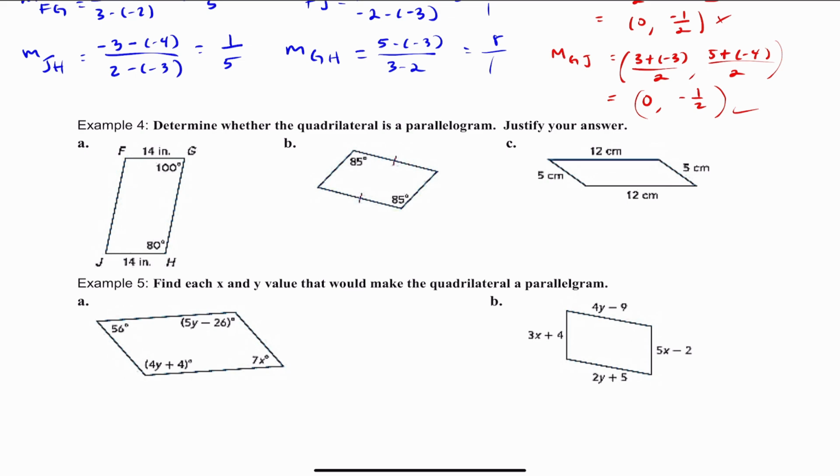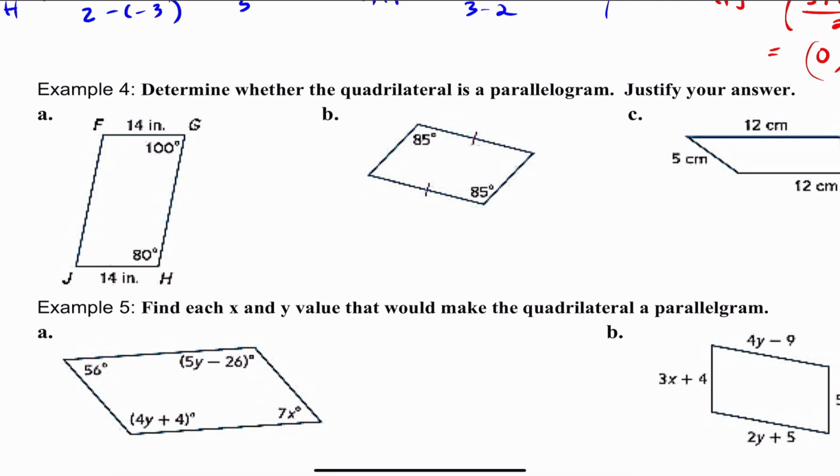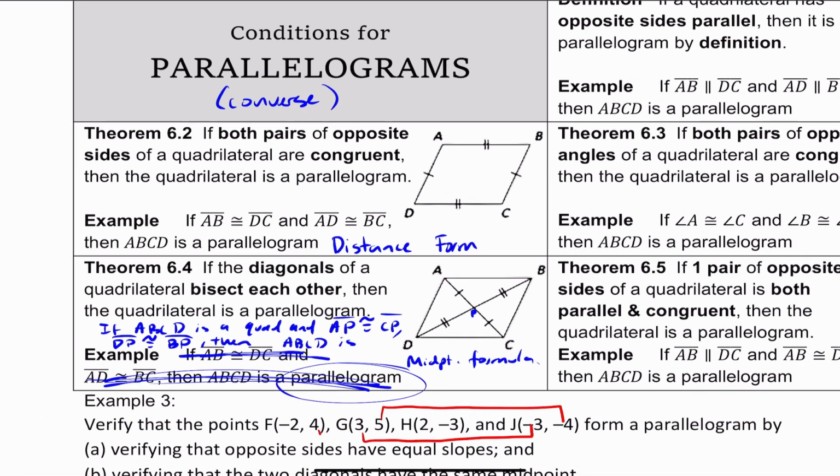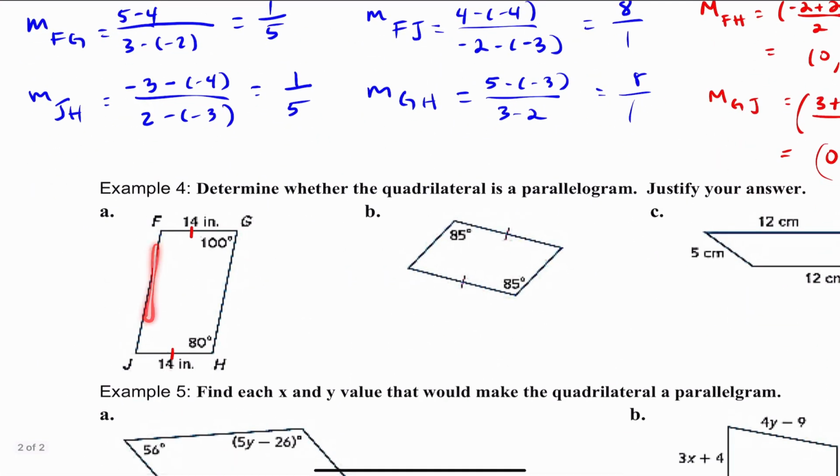Determine whether the quadrilateral is a parallelogram and then justify your answer. Okay, I'm looking at this figure. I'm going to determine whether this quadrilateral is a parallelogram. First of all, it is a quadrilateral because this has 1, 2, 3, 4 sides. My goal here is to figure out whether or not this is a parallelogram. I can see that these sides here are congruent. But if I go back, it says that you have to have both pairs of opposite sides congruent. We cannot assume that this segment here and this segment here are congruent. We cannot assume that.